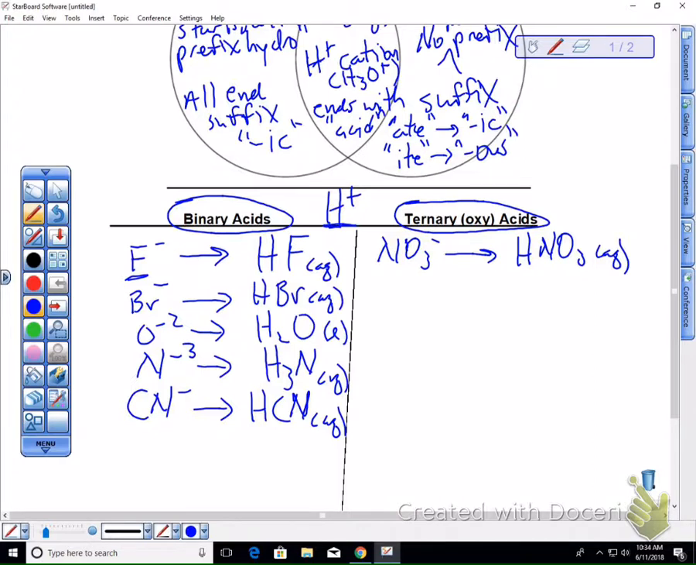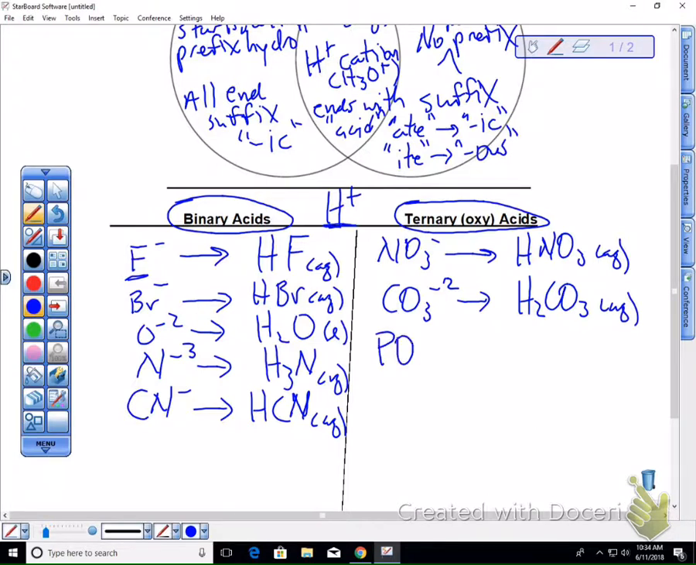Another example, if I have carbonate, which is -2, now I would need 2 hydrogens to balance the charge, H2CO3, and it's aqueous. Carbonate is my ion, so the name of this acid would be carbonic acid. Ate becomes ic, carbonic acid.